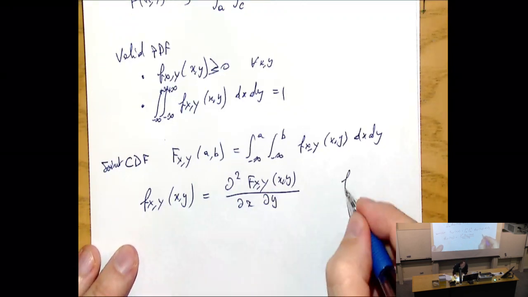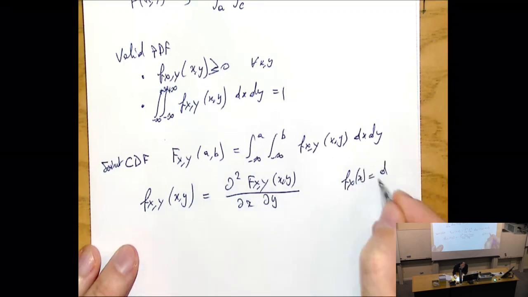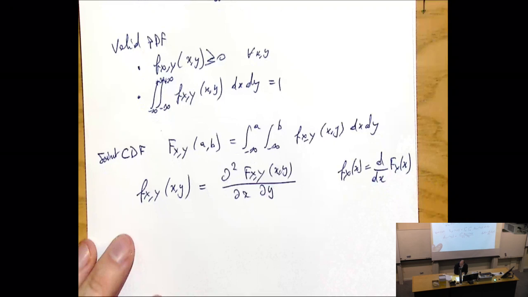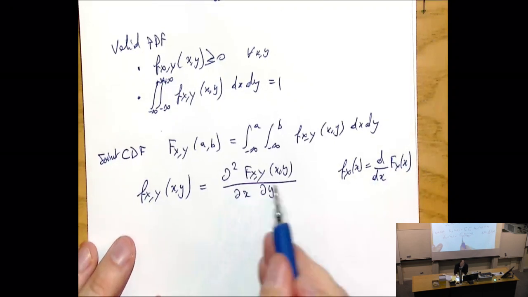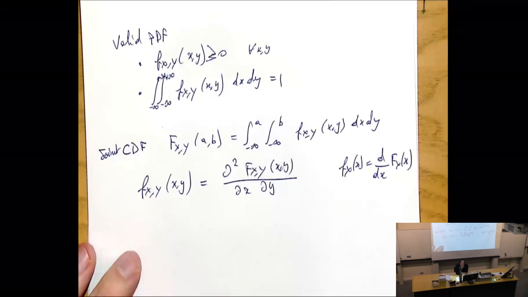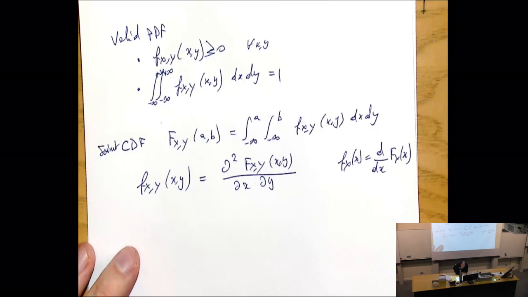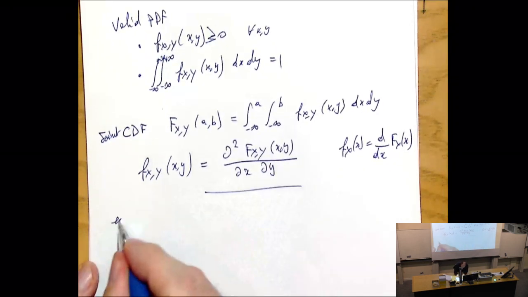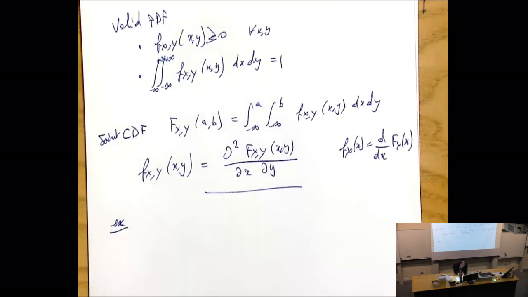So that was similar to what we had when we were taking a first-order derivative of the CDF of one random variable. Now we have two variables, so we take the partial derivative of this joint CDF with respect to x and with respect to y. Okay, so let's see an example again to see how this works.